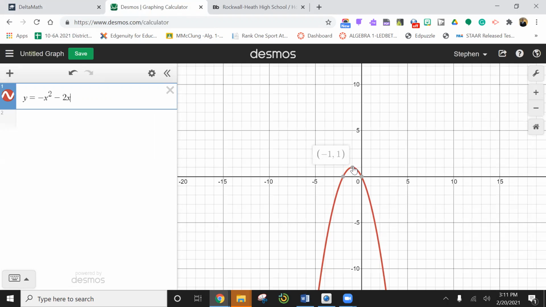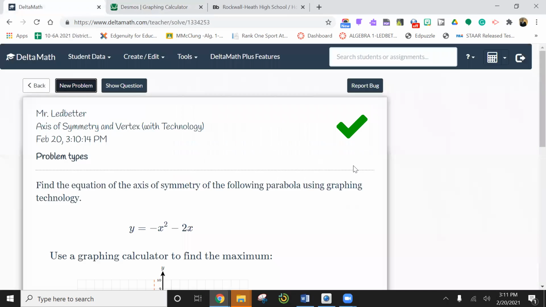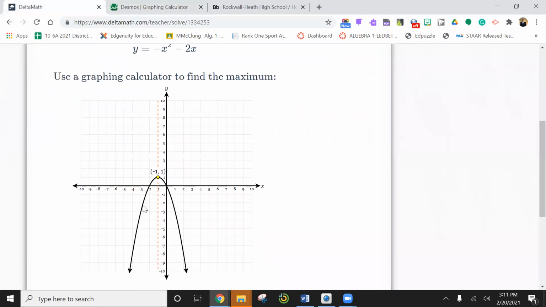Now, if you look at the vertex right here, the x value is your axis of symmetry. This is the min or max. In this case, it's a max. So my max is y is 1. My axis of symmetry is x is -1. My answer here, they want an equation, so x equals -1. See, there's the axis of symmetry. Remember that it contains the vertex, hits right there at 1.